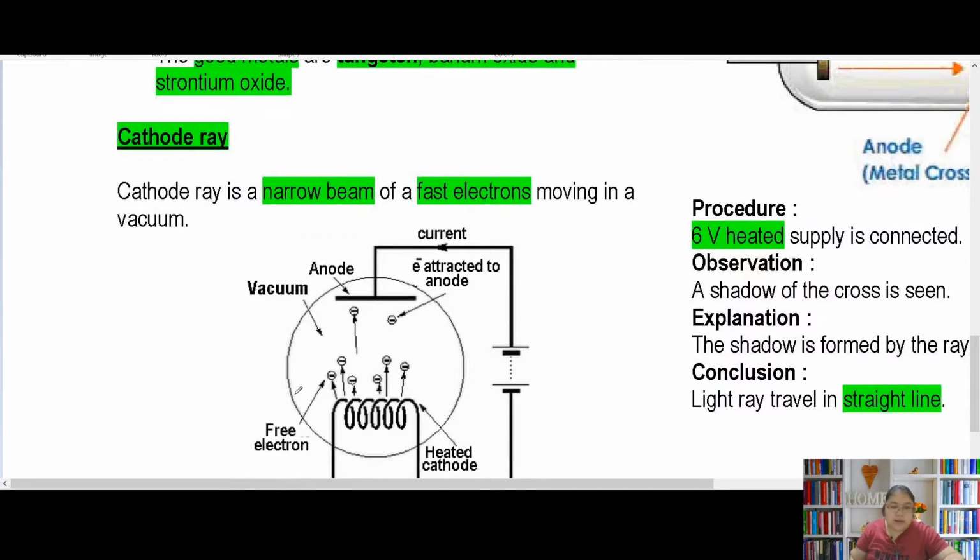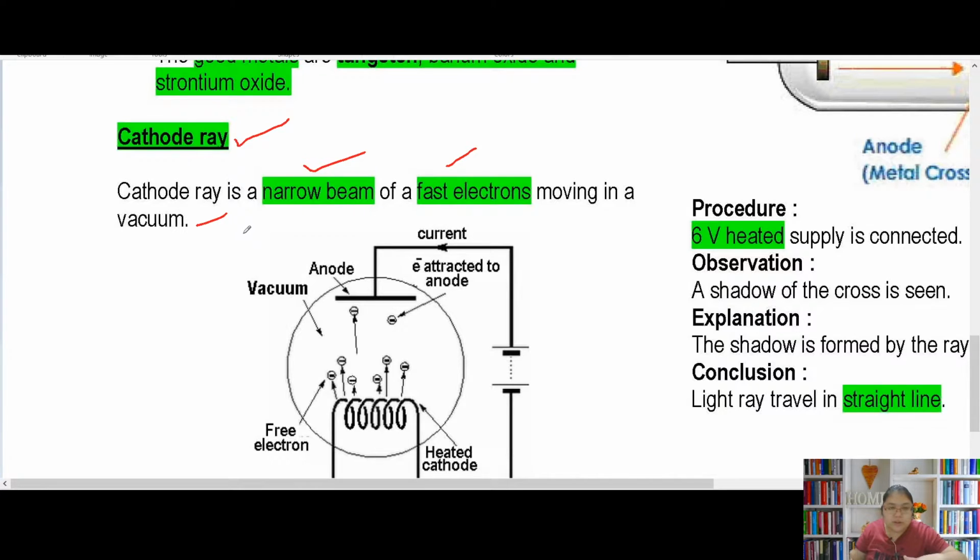Okay, second part we call it cathode ray. What is the meaning of cathode ray? Cathode ray is a narrow beam of fast electrons moving in a vacuum. Cathode ray means the electron has already escaped, which means they can move faster. So this one we call cathode ray.